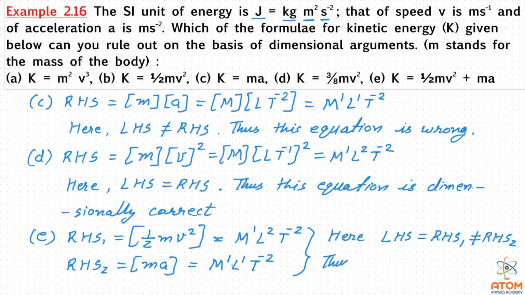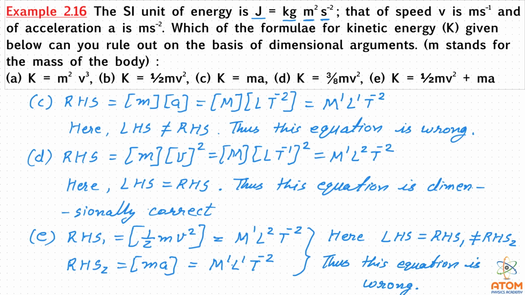Thus this equation is wrong, because you need that left hand side and right hand side 1 and right hand side 2, all three should be same, then only we can say it is dimensionally correct, but it is not happening here. That's why we will say that equation is wrong.